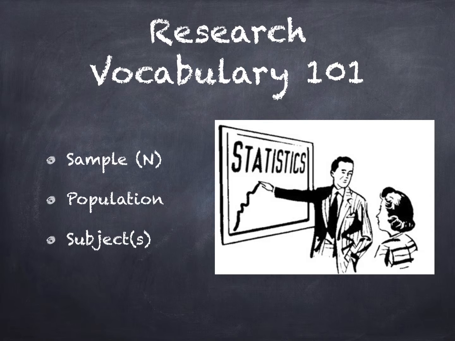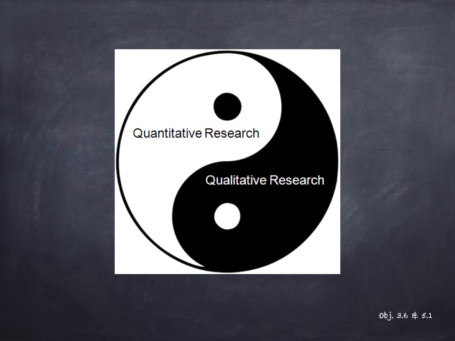Sample is usually denoted by a capital N, and that is how many people or students were studied in a piece of research. The population describes what type of students or teachers or school districts you look at. Were they second language learners? Were they special education students? Were they teachers of color? You're very specific about who you studied. And then lastly, your subjects, who your students were, what their ages were, their grades, their achievement levels, all the information that someone would need to understand your research project.